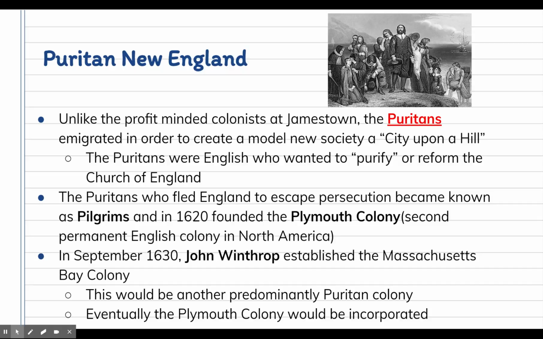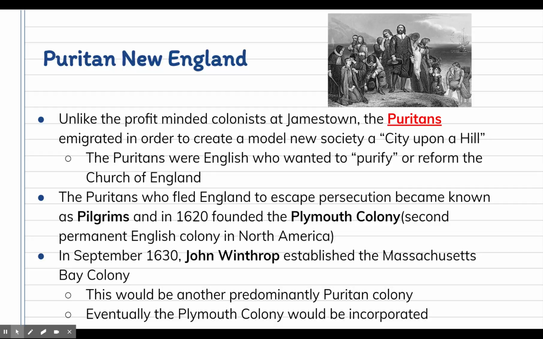So the Puritans were English who wanted to purify or reform the Church of England. So in England, they have a national church, which is the Church of England. And so technically, a little backstory about the Church of England. King Henry VIII wanted a divorce, but everyone was Catholic at the time, and the Pope would not grant him a divorce. So he decided to start a new church. I mean, you're king, someone doesn't give you what you want, so let's just start a new church.